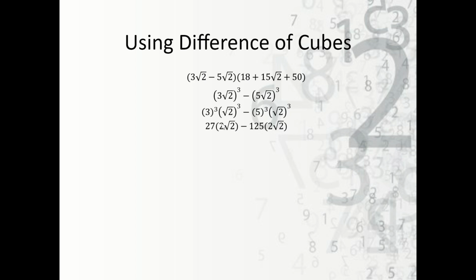So 27 times 2 is 54 square root of 2, and 125 times 2 is 250 square root of 2. Now we just combine these like terms. So we get 54 minus 250 is negative 196 square root of 2.